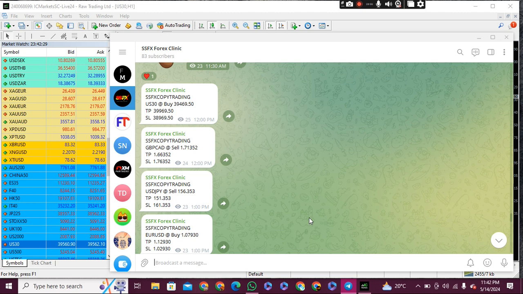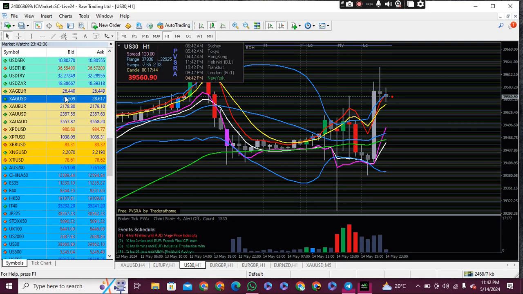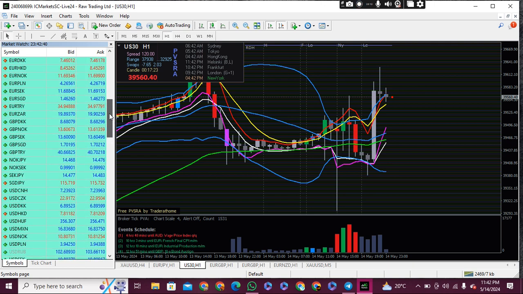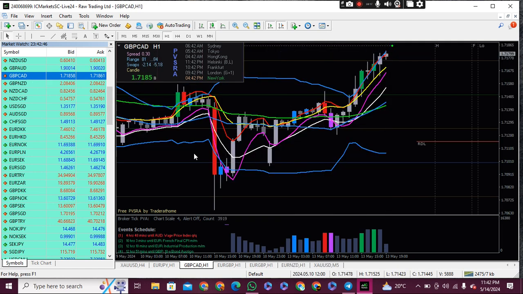So then we had GBP CAD. As you can see, these are so many orders, I mean, so many signals. You can place as many as you can and profit from them.